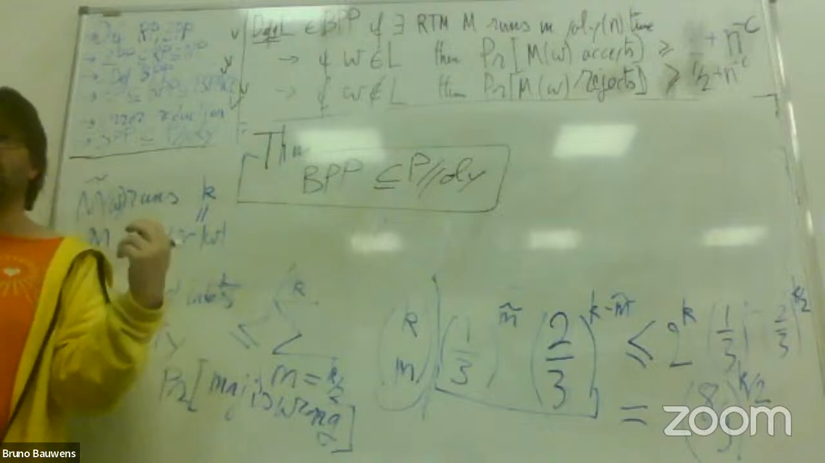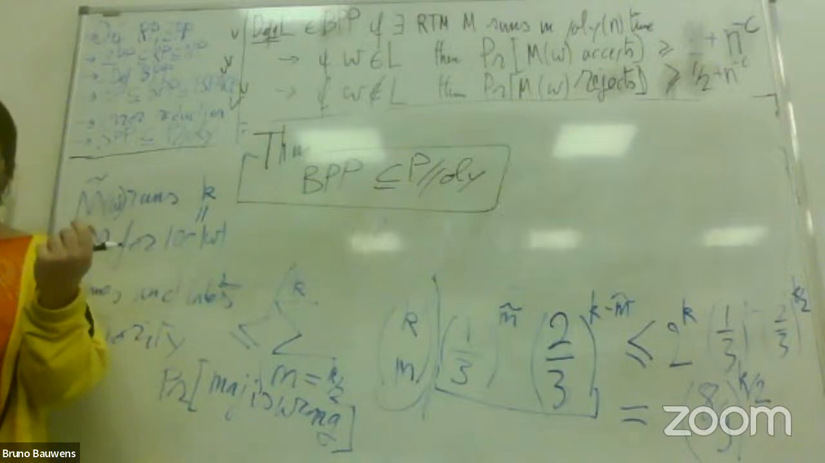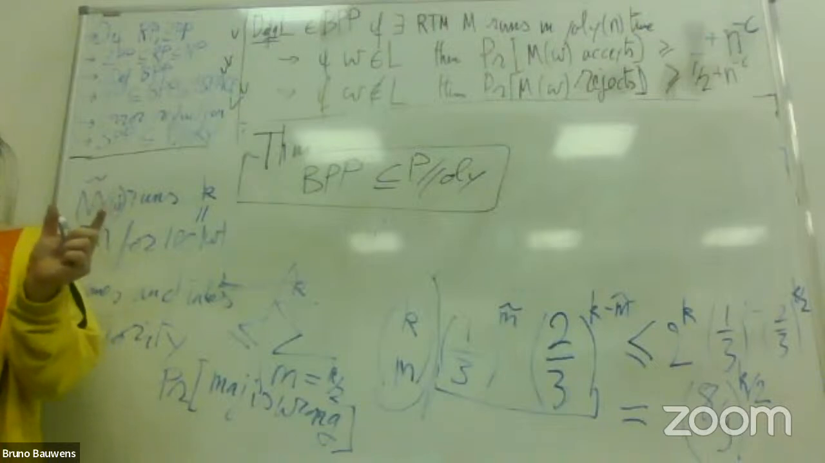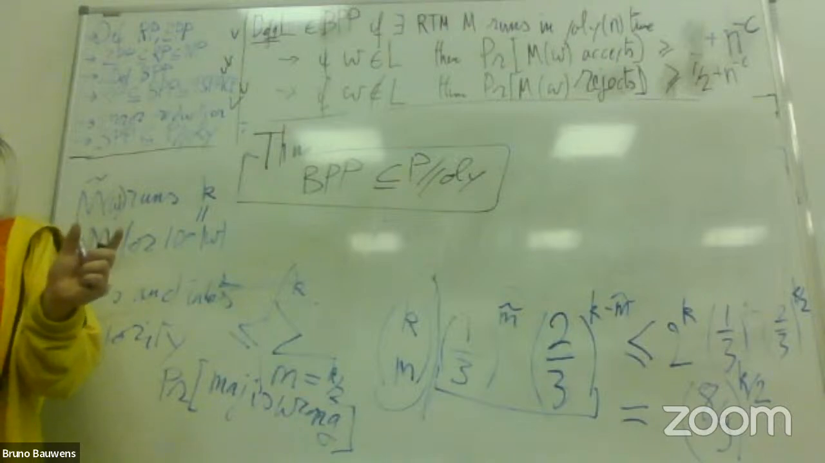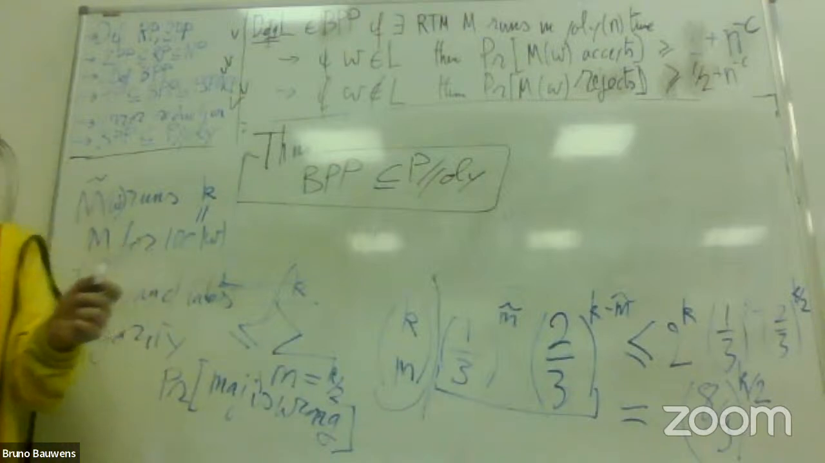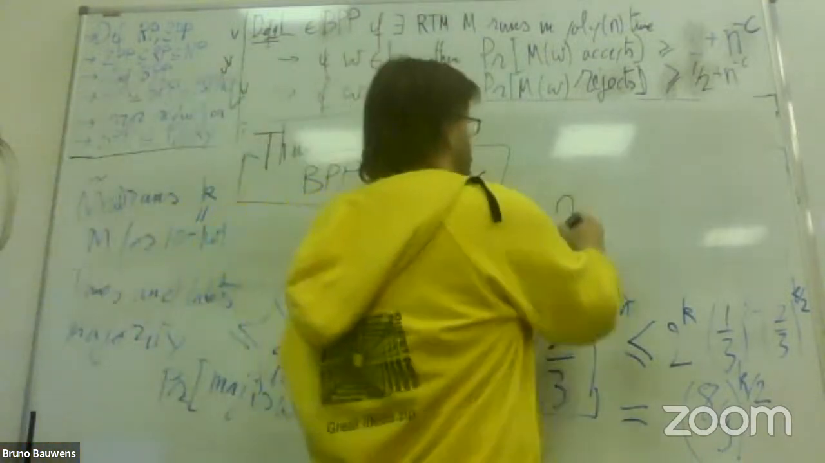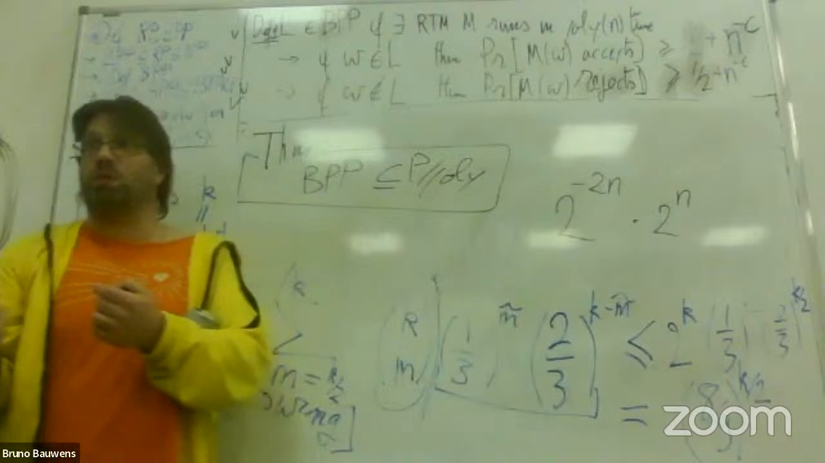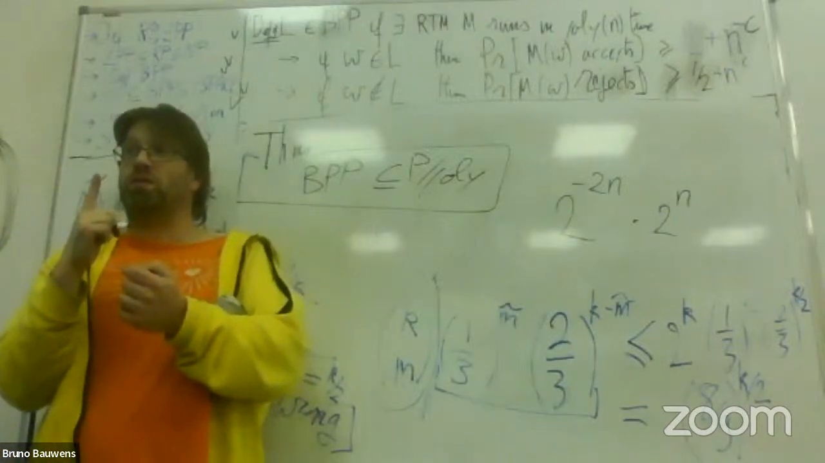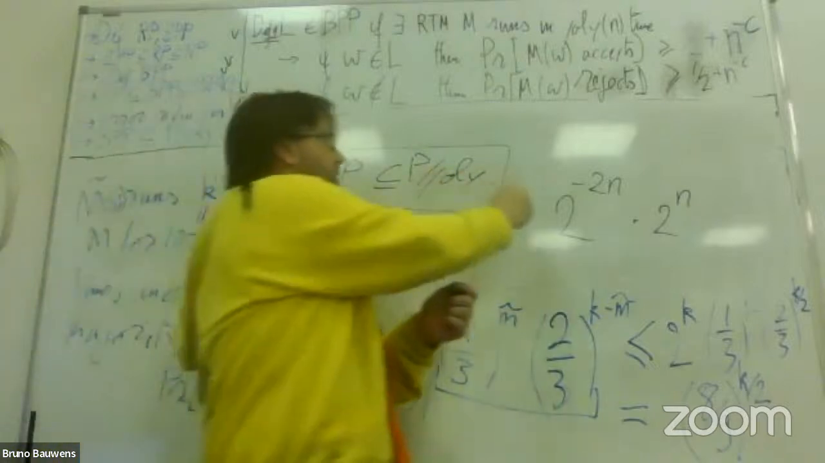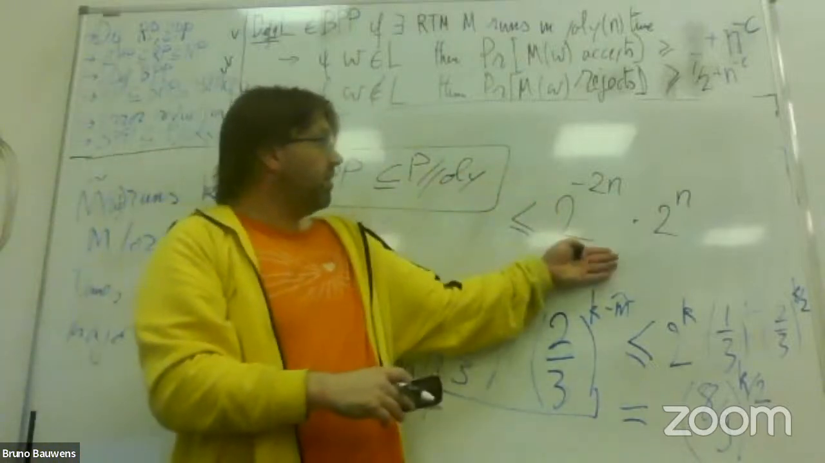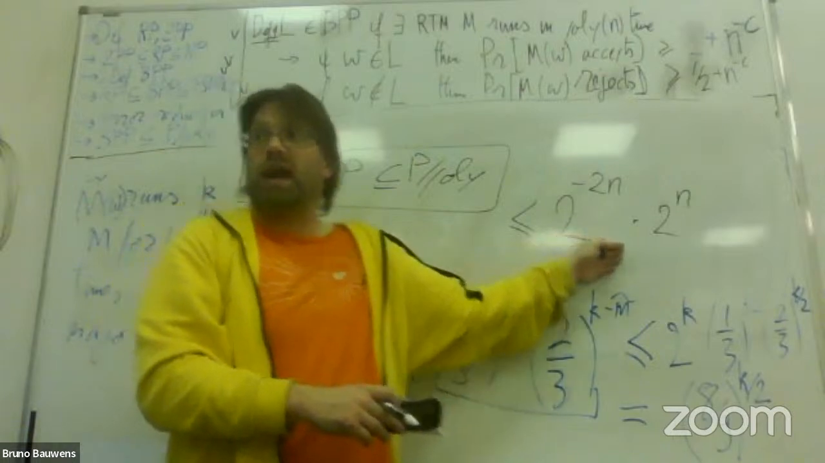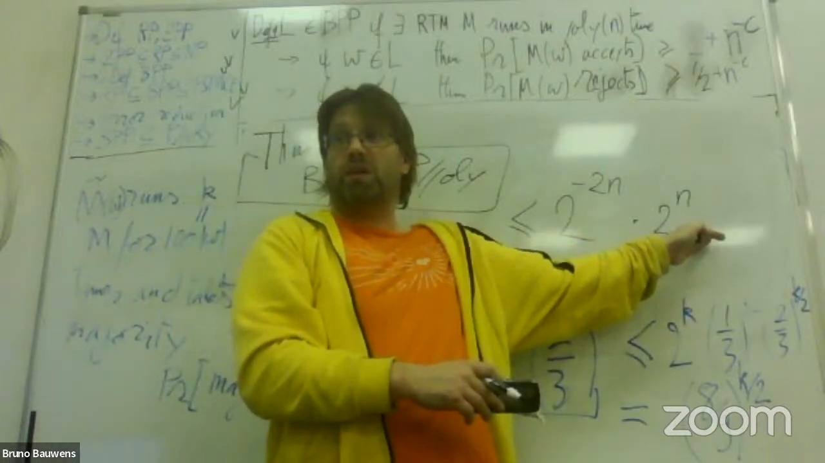How many inputs of length n do we have? 2 to the power n. What is the error probability? 2 to the power minus 2n. So by union bound, the probability that we have at least one mistake is at most 2 to the power minus 2n times 2 to the power n. The probability that we make a mistake on at least one input is at most the probability of making a mistake on a fixed input times the number of inputs, just union bound.